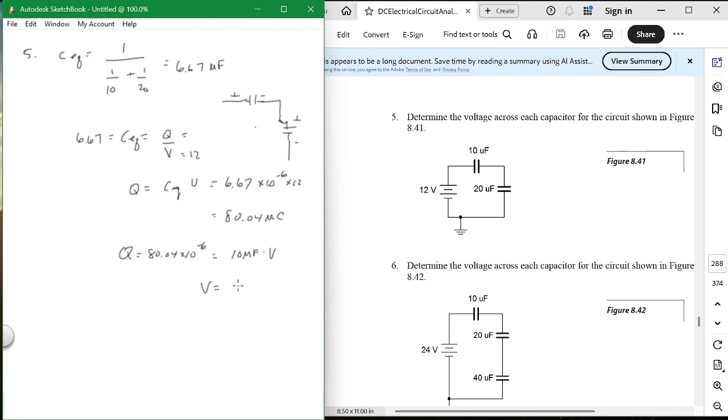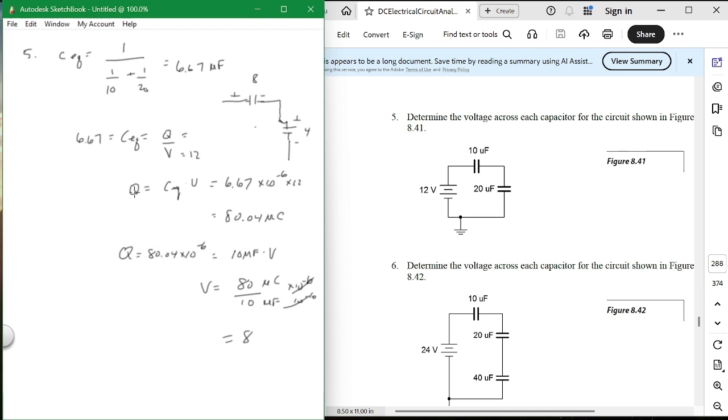Voltage across that one looks like 80 approximately divided by 10 microfarads. Microcoulombs on the top, microfarads on the bottom. This is 10 to the minus 6th, and this is 10 to the minus 6th. The 10 to the minus 6th both cancel out, so it's 80 over 10, or 8. So the voltage up here is 8. What does that leave this one? Better be 4.